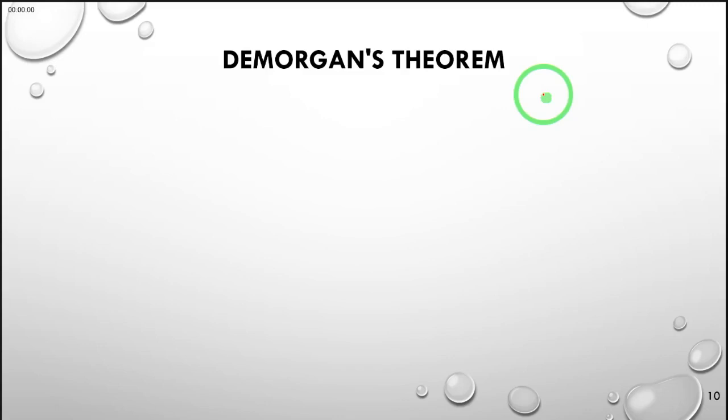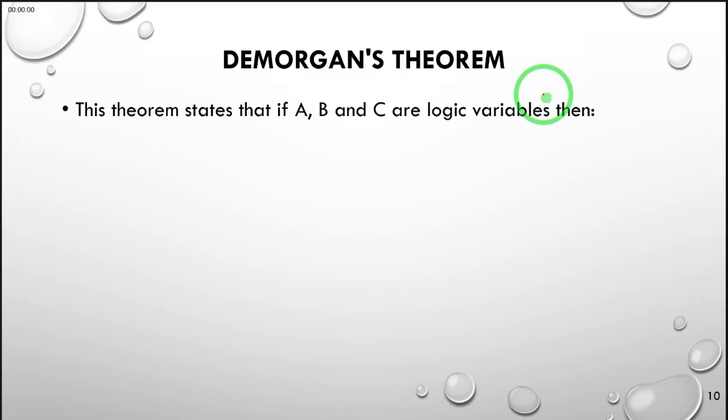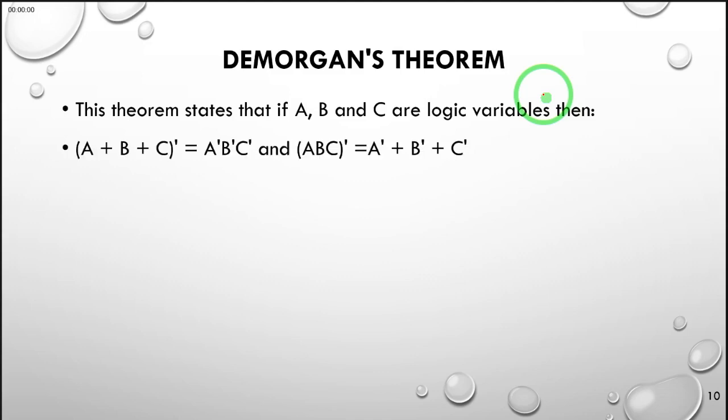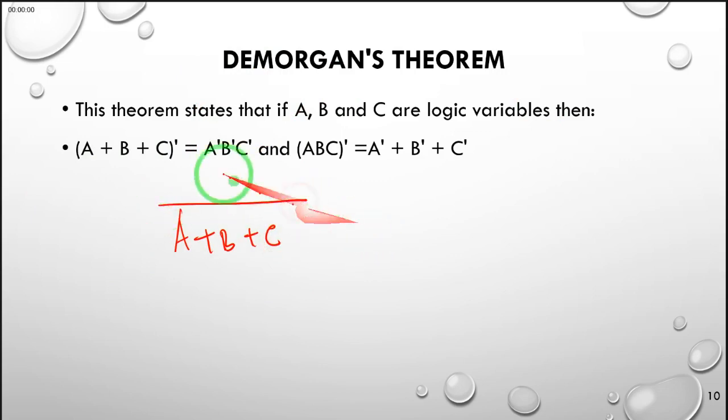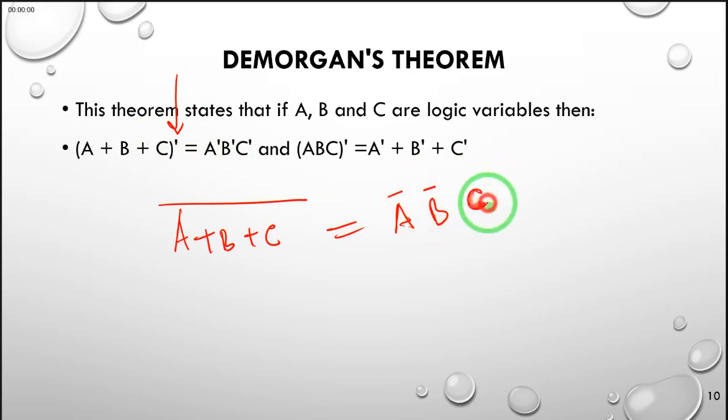Now we have another important relationship between logic variables, which is called DeMorgan's theorem, and which states that if we have three variables A, B, and C, which have been connected to an OR operation, the DeMorgan's theorem states that (A or B or C) bar, we have said that the prime means the same thing as bar, or they can be represented as such, is equivalent to A bar dot B bar dot C bar.